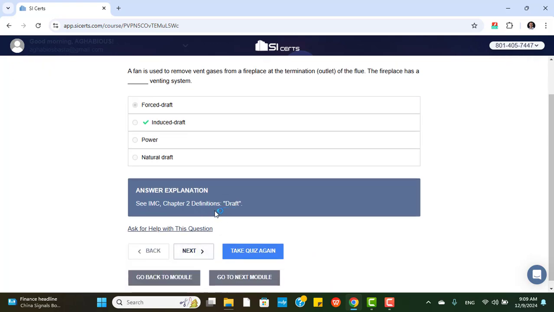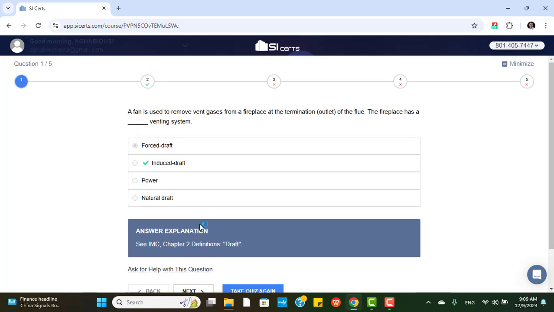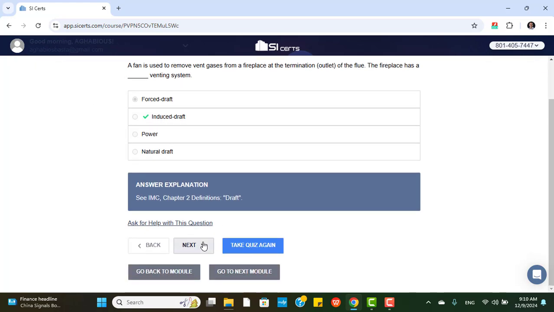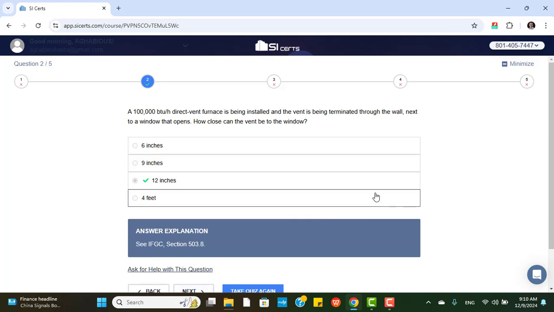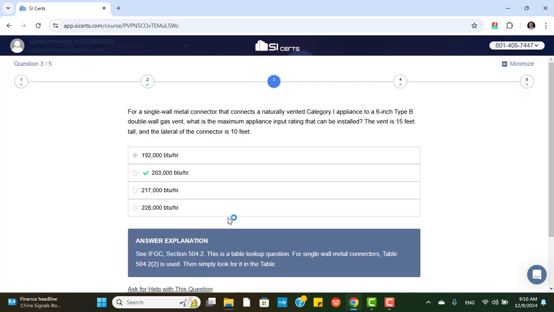Chapter 2 is the definition of draft. So this is the draft definition, in Chapter 2. Okay, next, it will be 12 inches. We answered this correctly. Okay, let's go to the next.